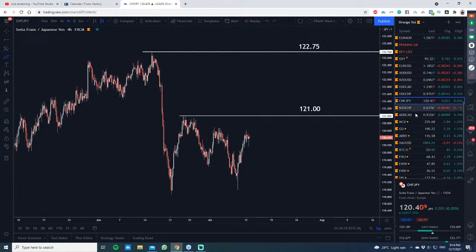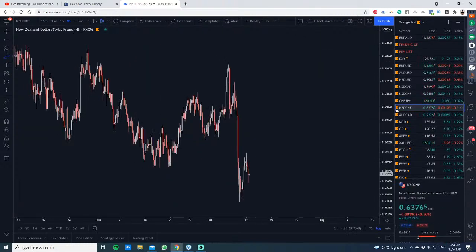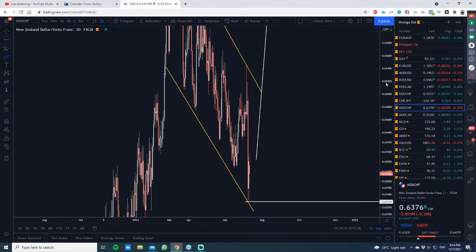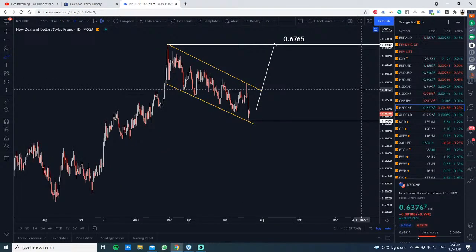Okay, so these are some of the few ones to keep an eye on for the week. I think Kiwi franc is something that you want to keep an eye on as well. There's an opportunity, but it really depends on how price develops from here onwards, right? Because today is Monday, things can change along the week, okay? And so you need to be aware of that as well.